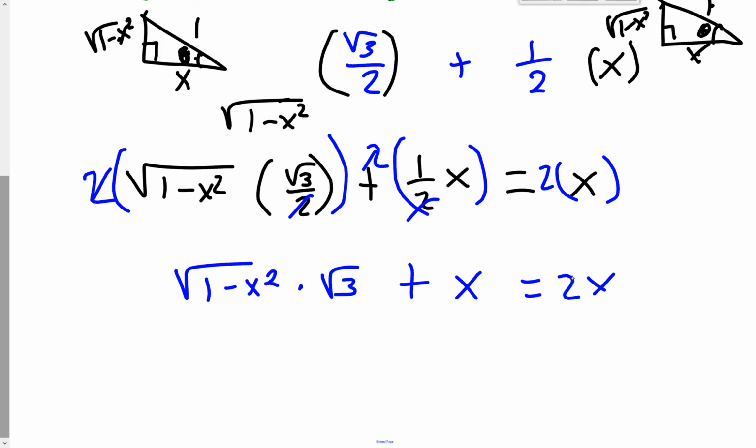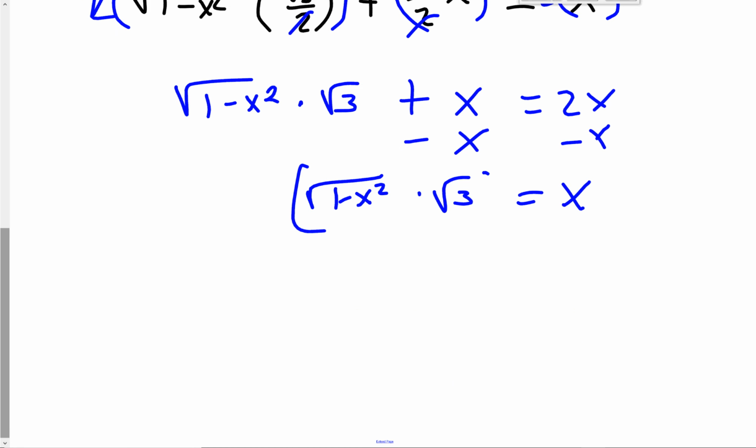Okay, and then we can actually go ahead and square both sides. But before I square both sides, I want to make sure I only have one thing on each side. So if I subtract x, I get my x's together. So this is just x equals square root of 1 minus x squared times root 3. Okay, and then I can square both sides. But remember, when you square both sides, you're going to introduce an extra answer, so you have to make sure to check your solutions.